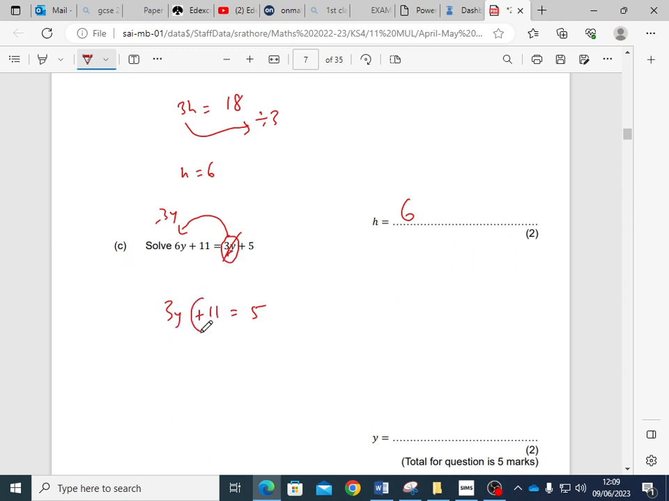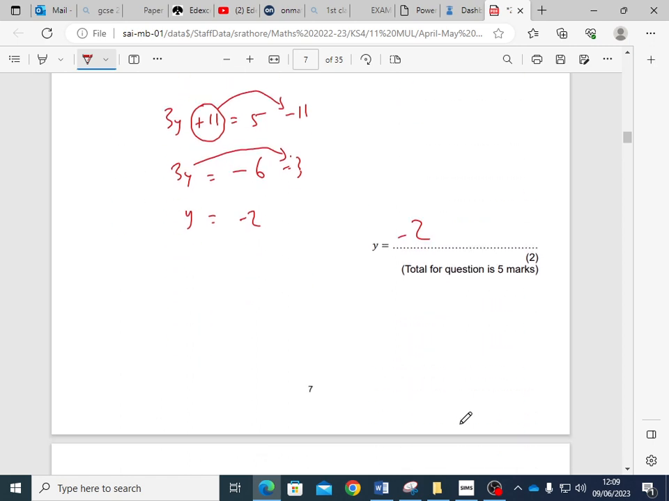This is a plus 6. Opposite of plus 6 is, this is plus 11. Opposite of plus 11 is minus 11. So 3y equals minus 6. Okay, and divide that by 3, because we want to take the numbers to that side. That will give me minus 2. They're standard, straightforward.